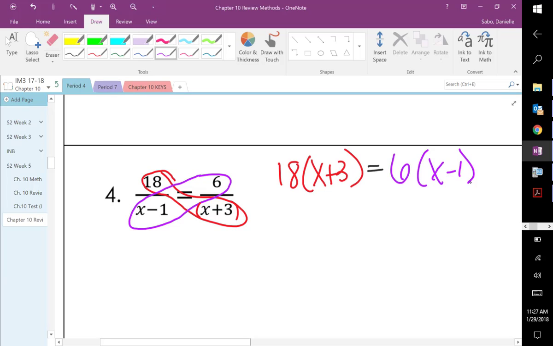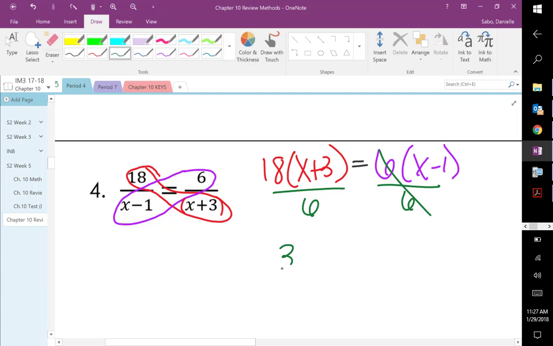Now, there's a couple ways you can do this. Either way is fine. Some people will divide by 6 to reduce to 18. Some people will distribute it in. It does not matter which one you do. In this situation, 18 can be divided by 6, so I think that would be the easiest for us. So I'm going to divide both sides by 6. See how that goes away. Well, what is 18 divided by 6? 3. So that becomes 3x plus 3 equals x minus 1.